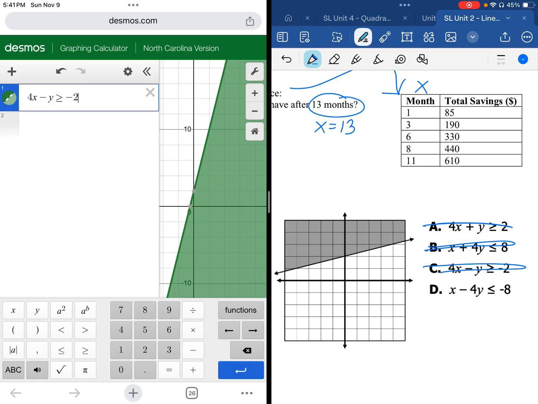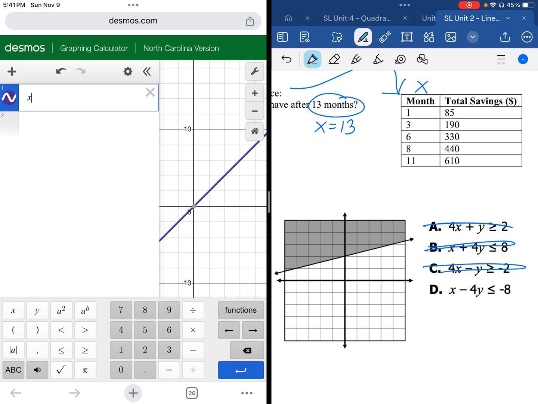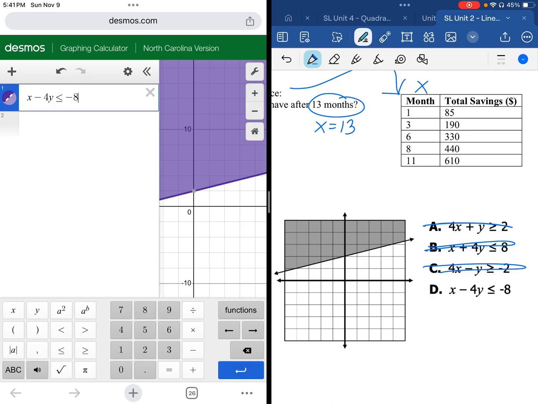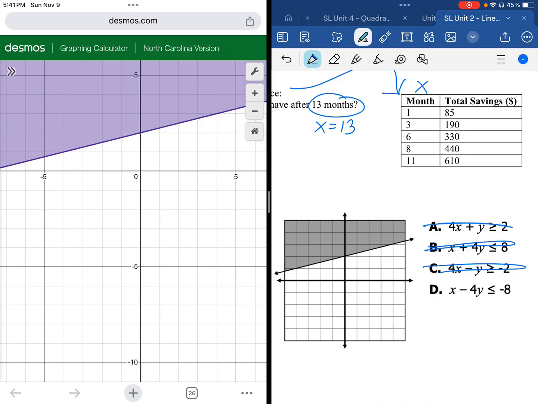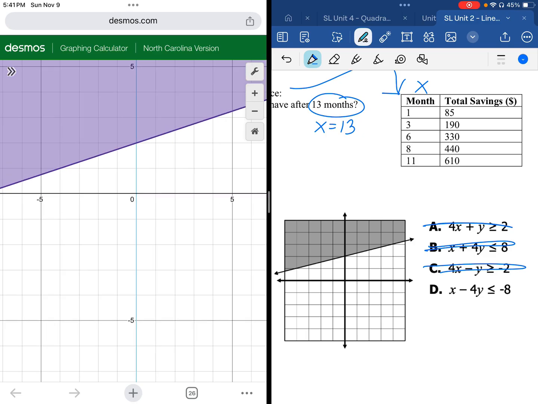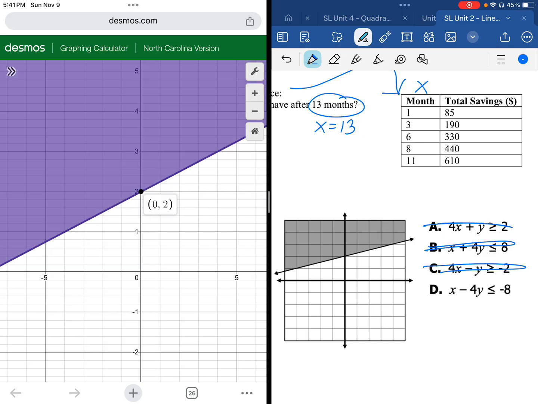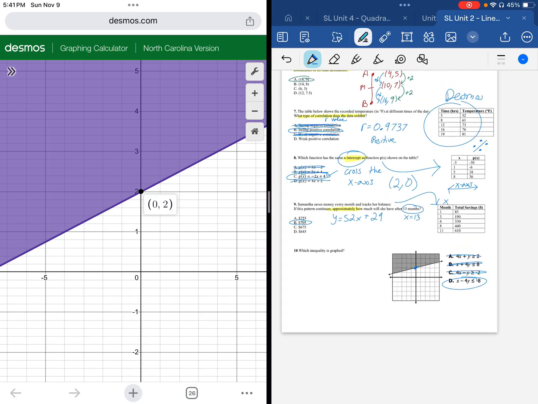We want shaded above. And if we plug in the last one, x minus 4y is less than or equal to -8. Winner, winner, chicken dinner right there. I think that matches. It's got a y-intercept of 2. This has an x-intercept of 2. So D has to be our answer.